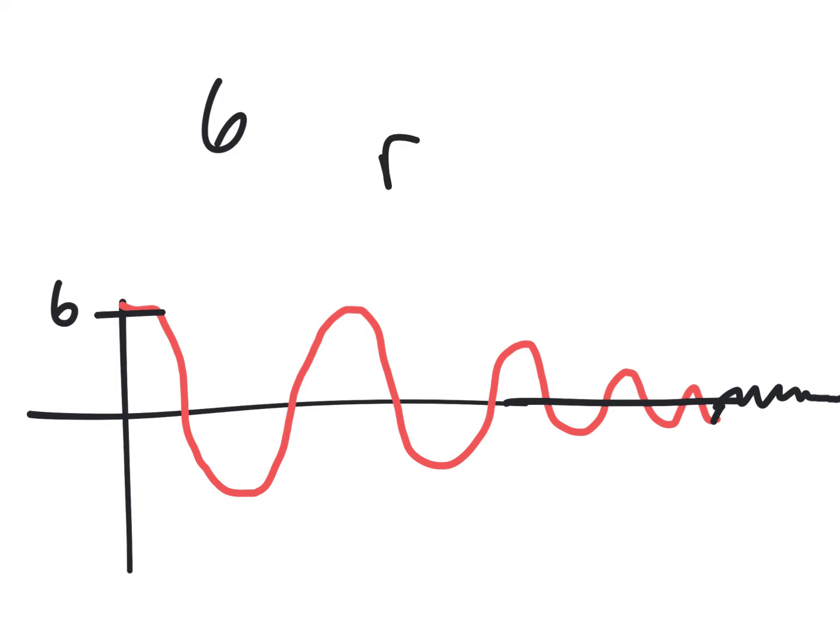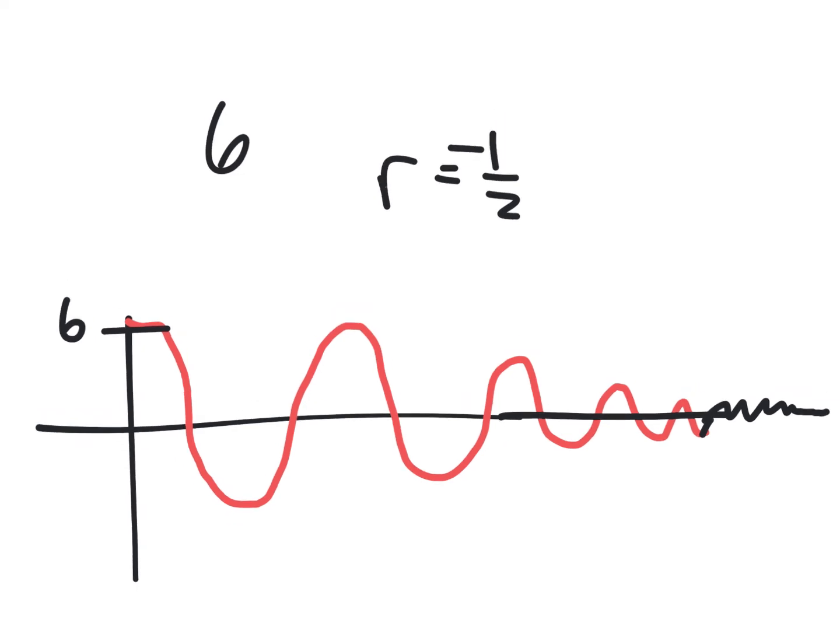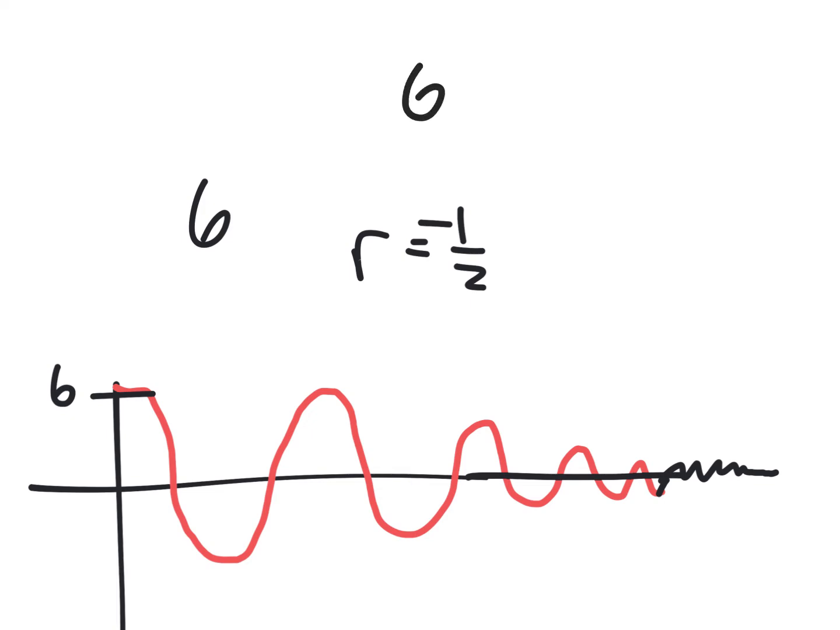And our R was 1/2. That would be easy. It'd just be 6, 3, 1.5, etc. But what if we had negative a half? I'd like you to just list the first few terms. It starts with 6, then you multiply by negative a half. All of a sudden it drops to negative 3. Negative a half again. Multiply by negative a half again.